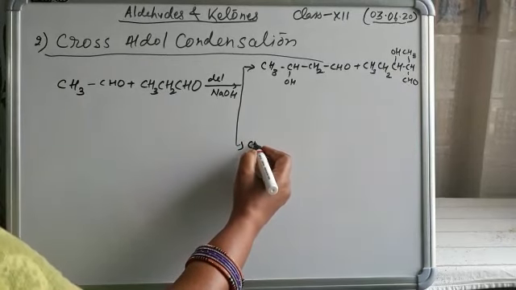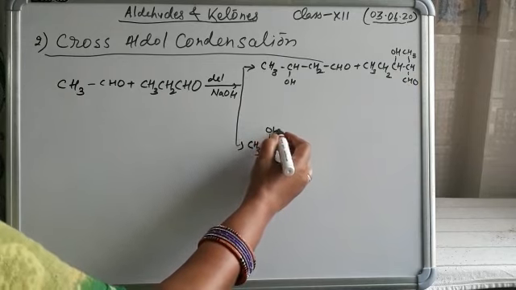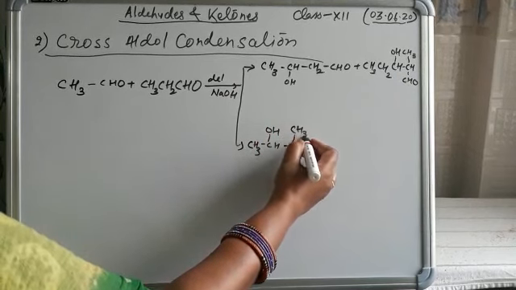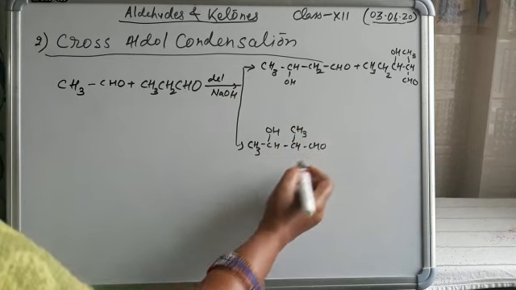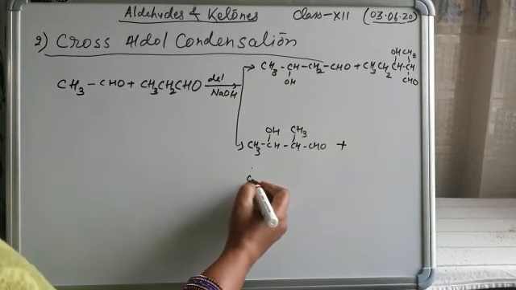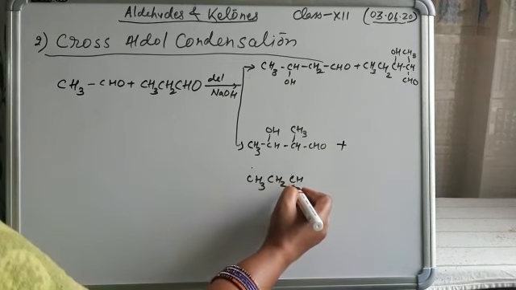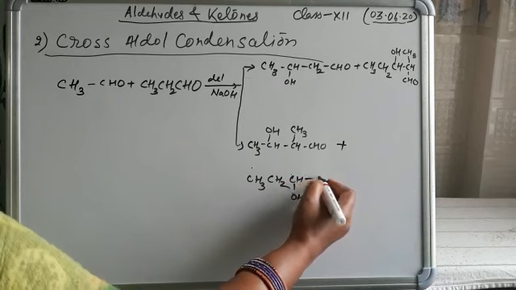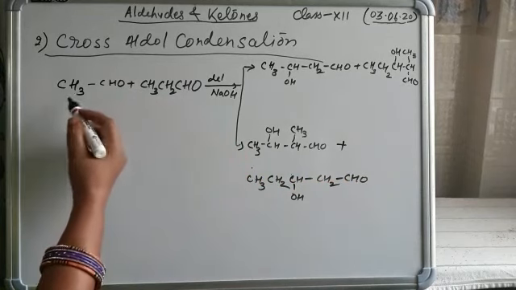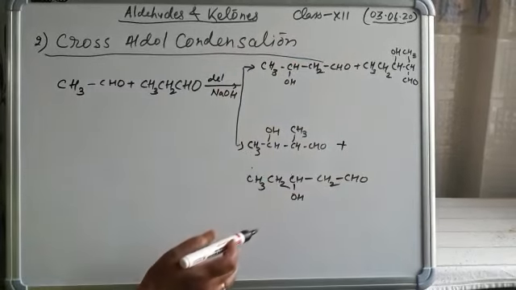Another product, CH3 CH OH CH, CH3 and CHO. And one of the products will be CH3 CH2 CH OH CH2 and CHO. So when two different aldehydes both having alpha hydrogen react, a mixture of aldols will be formed.